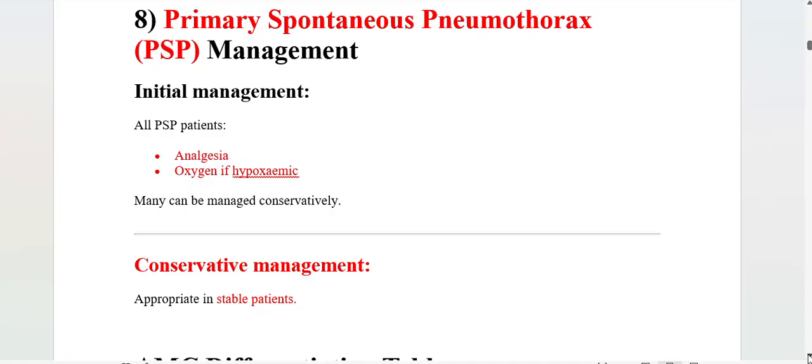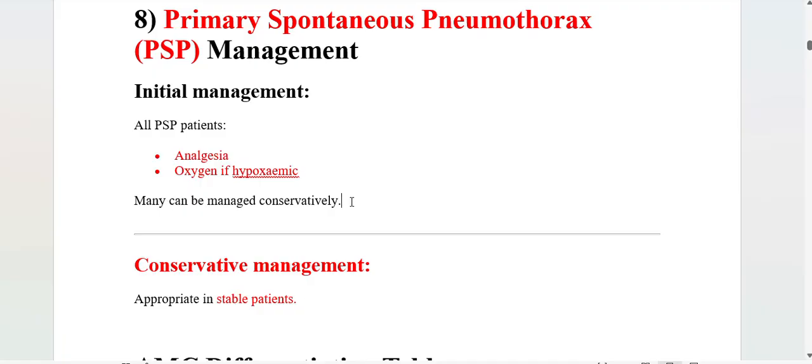If the patient doesn't have any signs or symptoms, fine. But in tension pneumothorax, most of the time we do have symptoms, right? Otherwise, we have to do the intervention if the patient is symptomatic, either primary or secondary. But remember that in secondary pneumothorax we will always do a chest drain. Always. So for all primary spontaneous, analgesia and oxygen if hypoxemic; many can be managed conservatively.